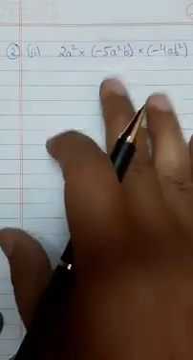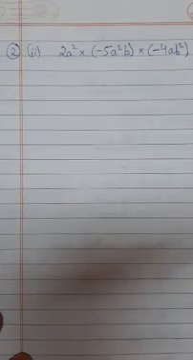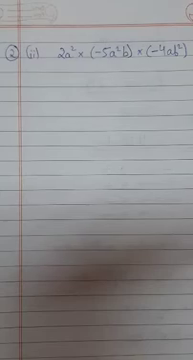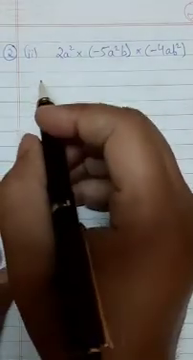Like I have told you earlier, before you start solving this expression, this product, you need to cross-check your question, because there should be no mistake in noting down the question. If your question is wrong, you will not get marks. So kindly recheck it. It is 2a square getting multiplied to minus 5a square b getting multiplied to minus 4ab square. So we have three terms getting multiplied to each other.